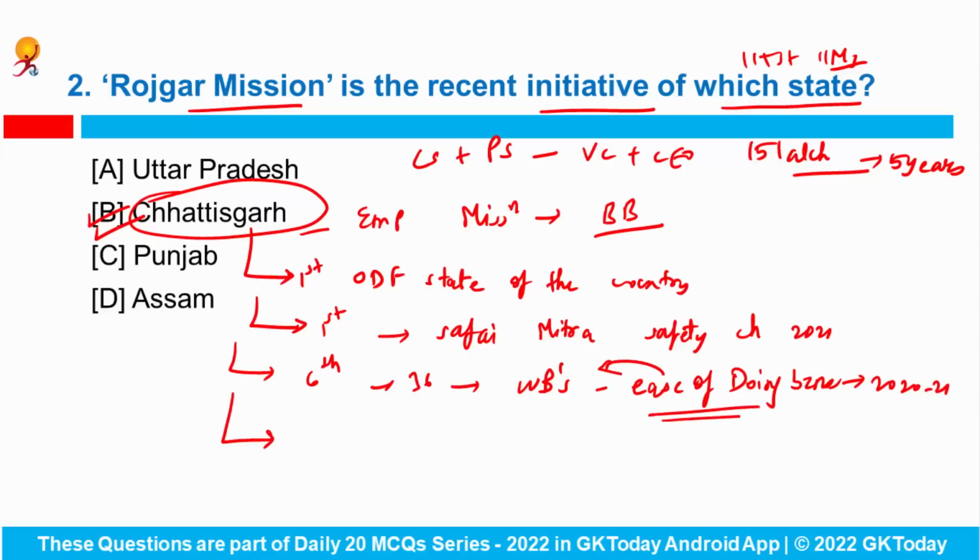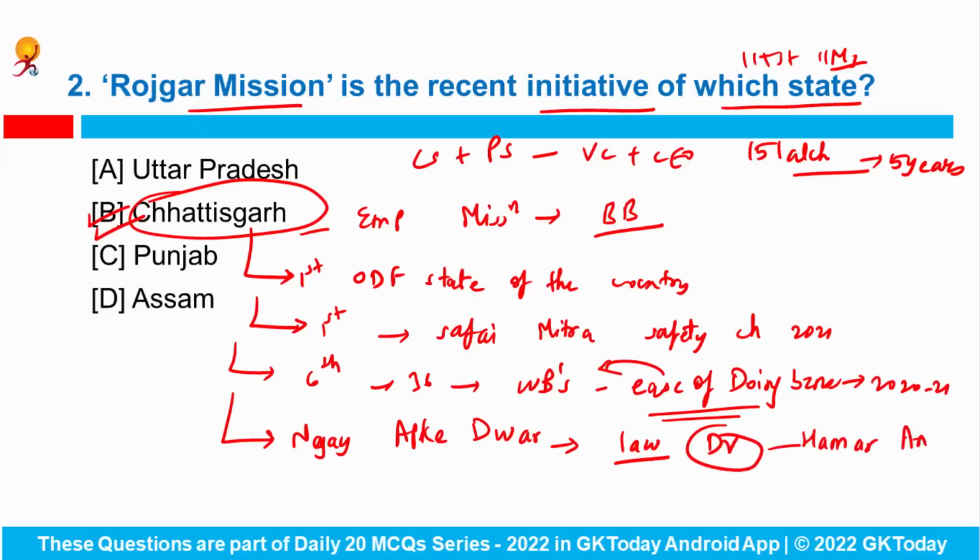Then it is also in the news because of a campaign named Nyay Aapke Dwar Abhiyan. The objective is to bring awareness among the people about the law in the state. Information related to domestic violence will be provided at the village level under Hamar Angan Yojana. Now in the month of October, the Chhattisgarh government also launched the Millet Mission with the objective of making the state a millet hub of India.